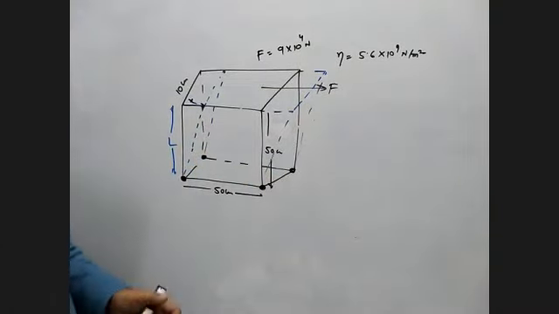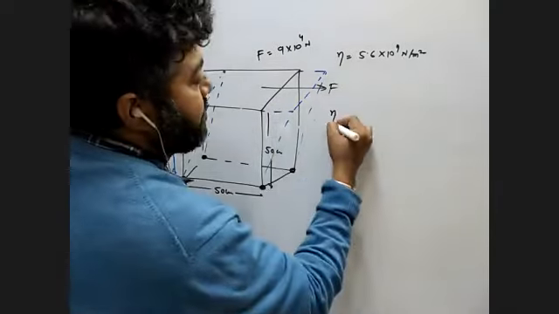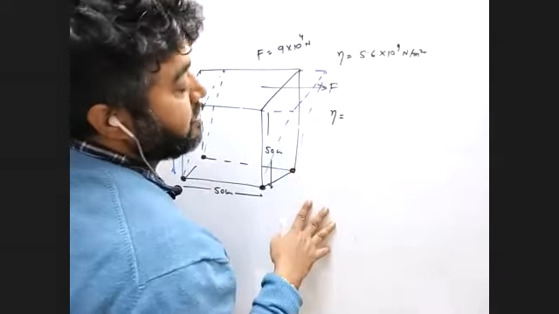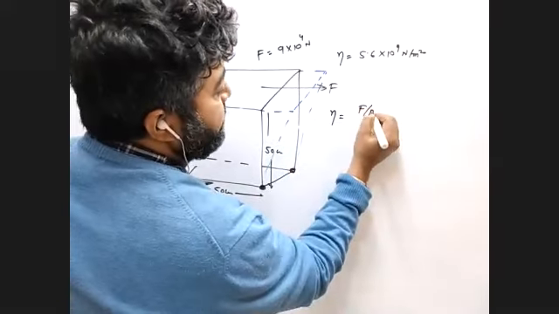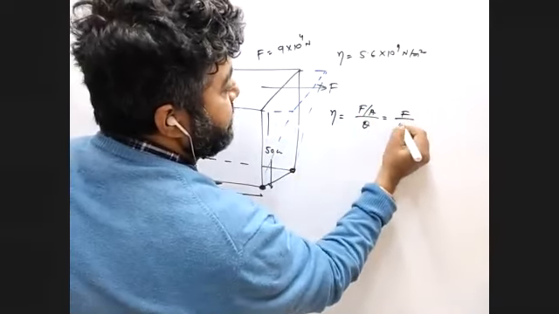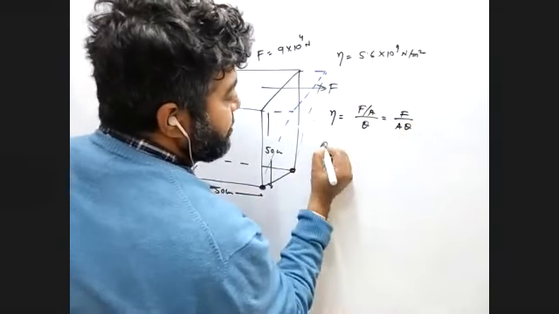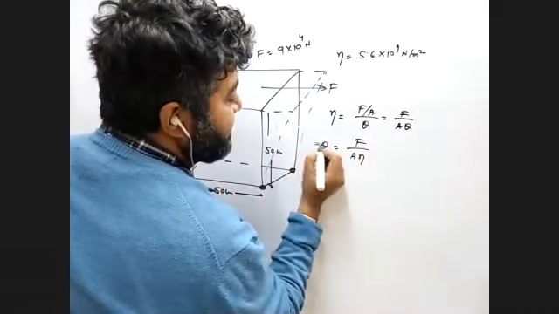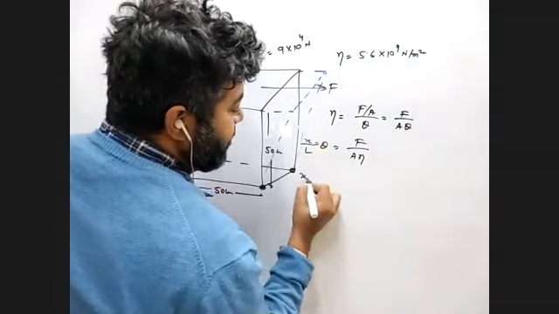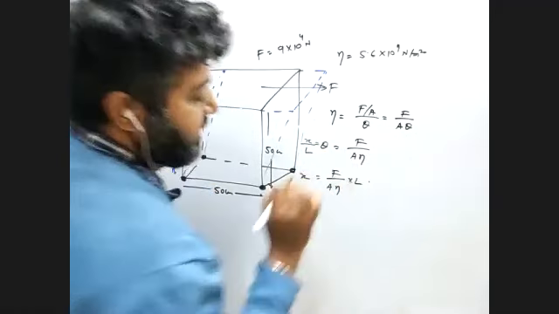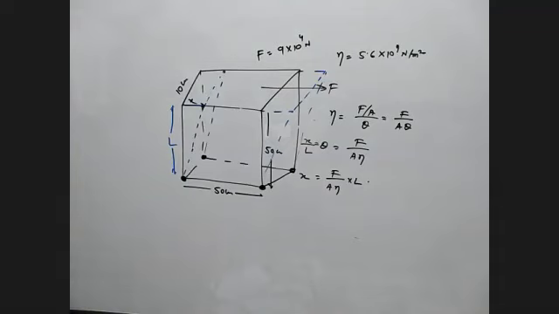So for that, first of all, we know modulus of rigidity is force per unit area by theta, where theta is the strain. So theta is force per unit area divided by rigidity, and this theta is x by L. So x is force per unit area by rigidity into L. Is it clear? Yes, sir.